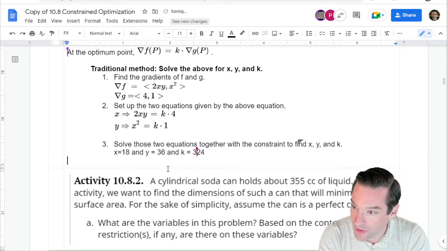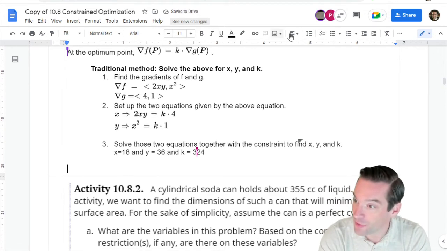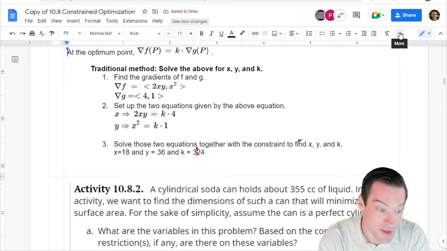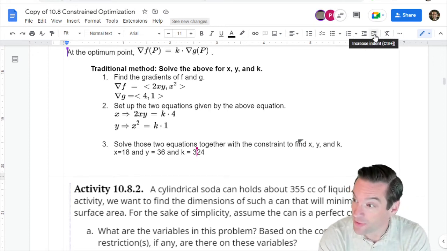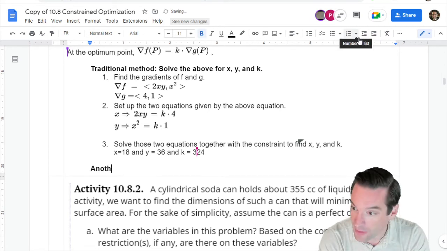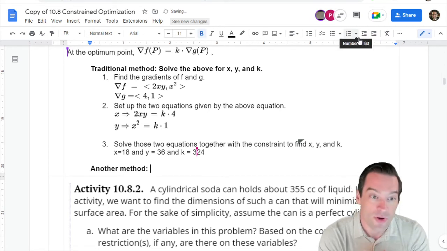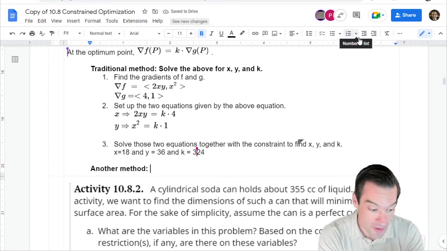So let me offer an alternative to that traditional method. I kind of like this alternative for a few reasons, one of which is that it bypasses the need for that proportionality constant k, so we don't have to introduce another variable into the process. Another method. So this other method relies on vector geometry a little bit more in a different way, right?